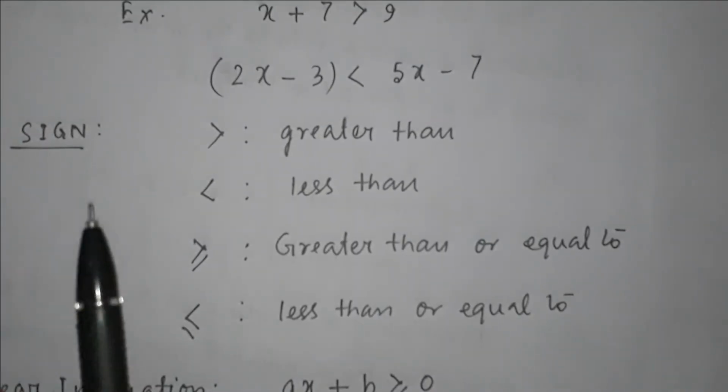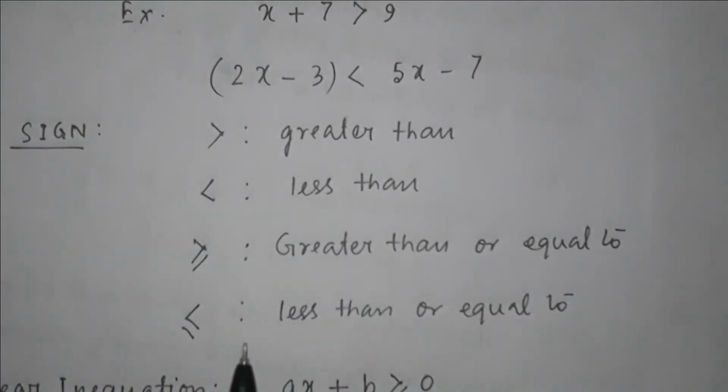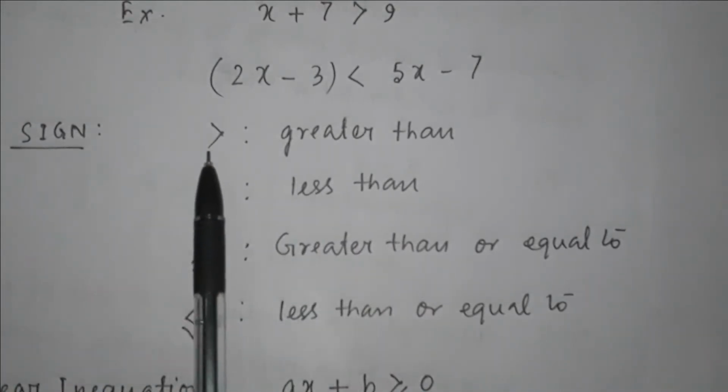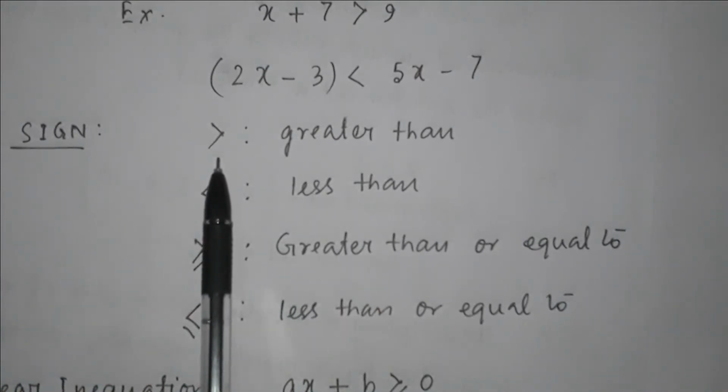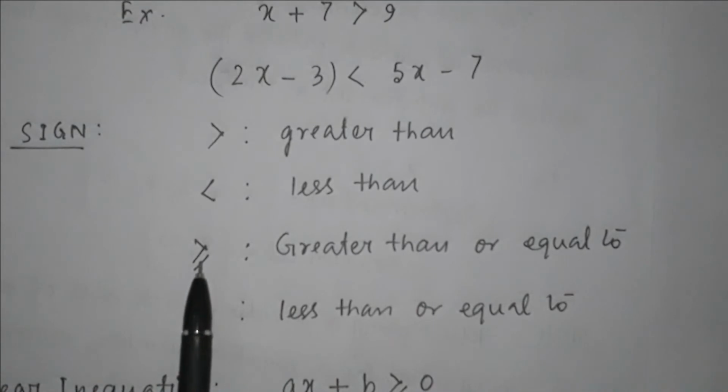Now let us understand few signs which we are going to use frequently in the chapter. This is a sign for greater than, this is a sign for less than, this is a sign for greater than or equal to, this is a sign for less than or equal to.